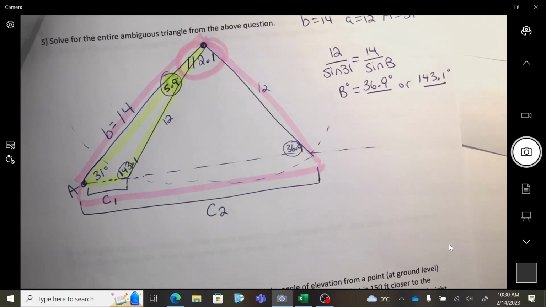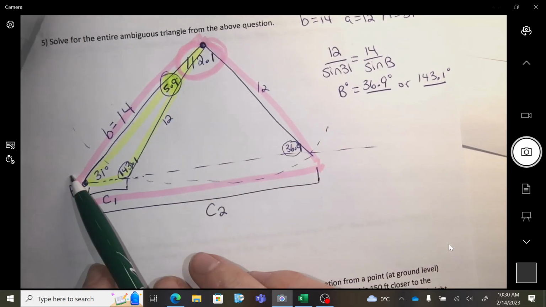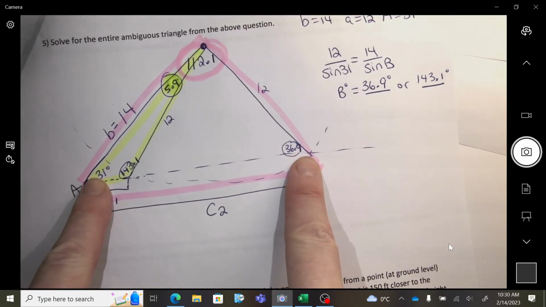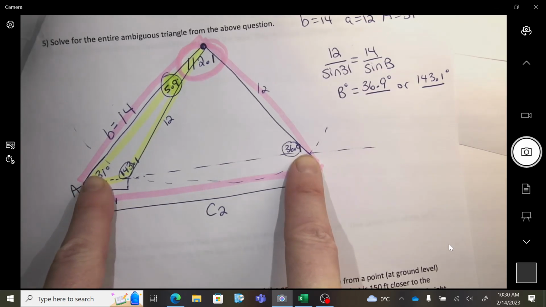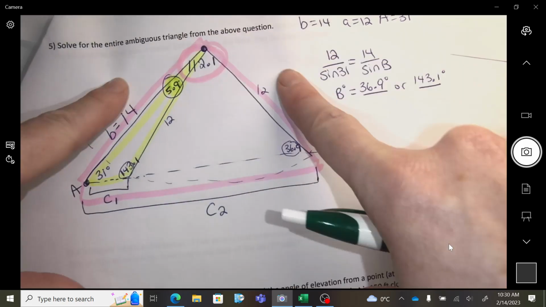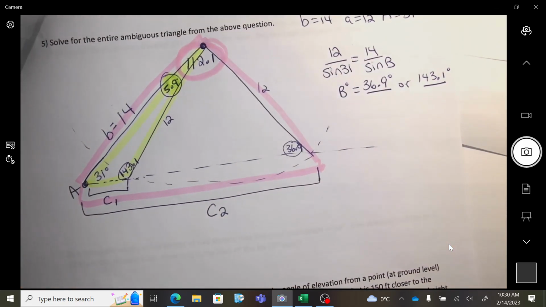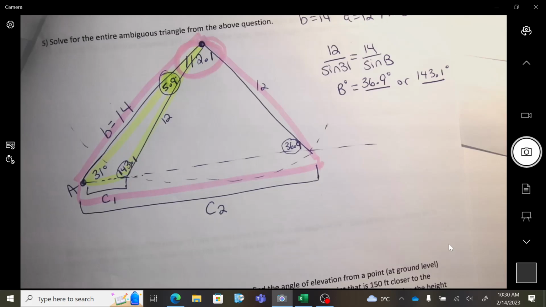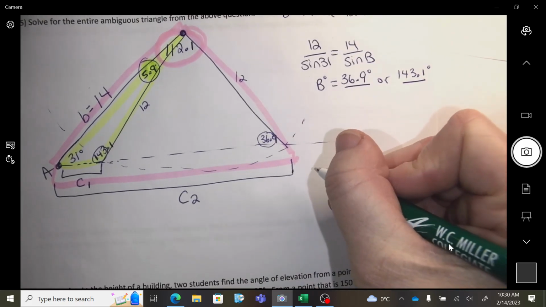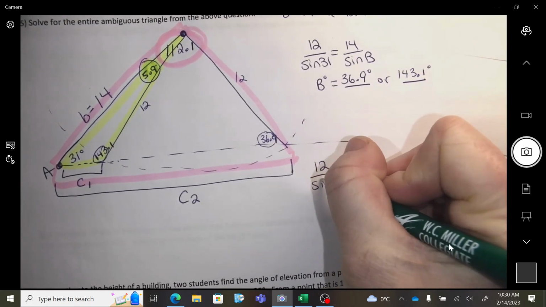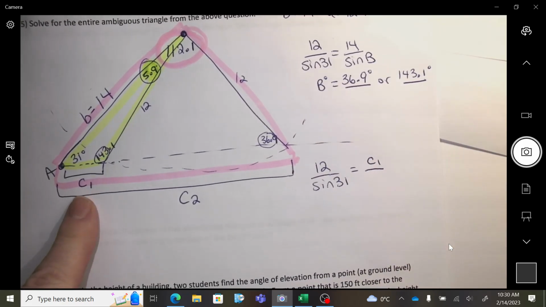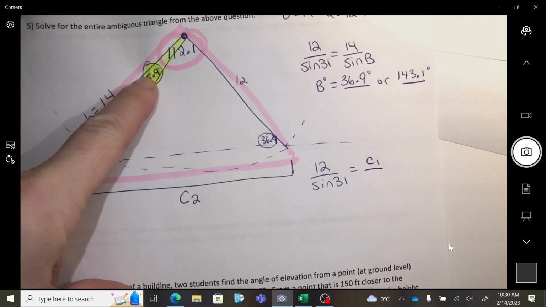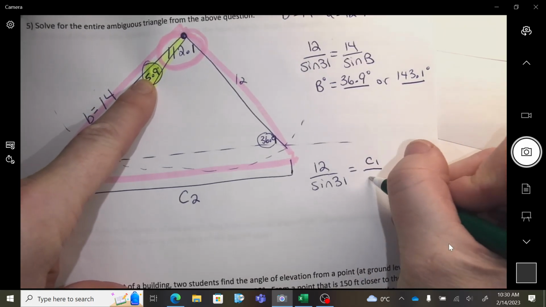How did you get that one? So the top pink one came from... Oh, yeah, I see. These other corners, with the 180 minus those two corners. You see the big triangle? Okay, so the last step is to finish your sine setup again. So 12 over sine 31, and C1 is across from 5.9 degrees.